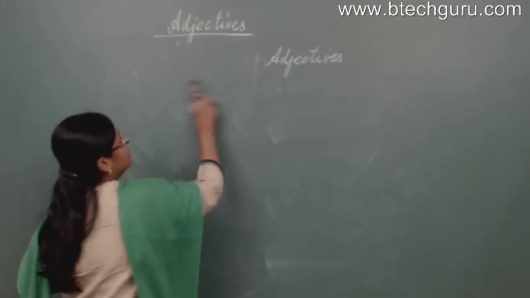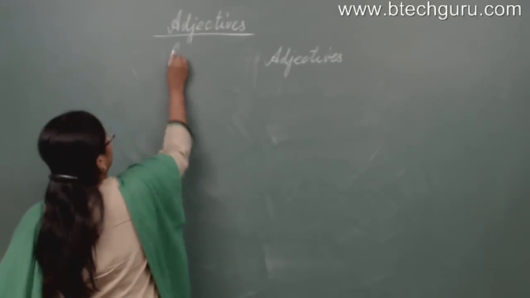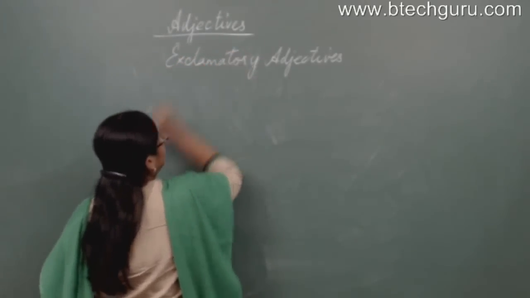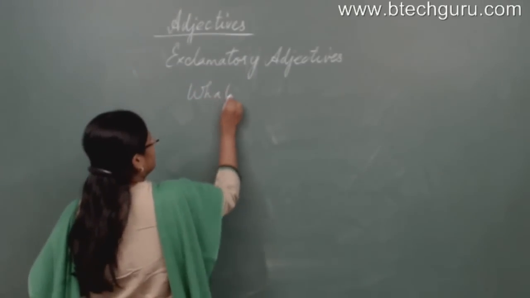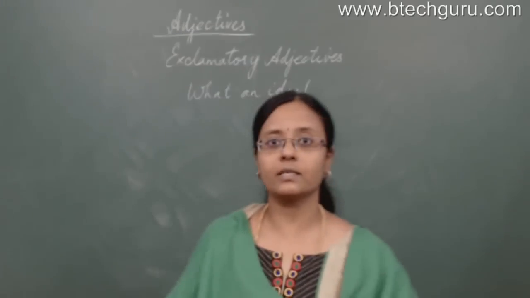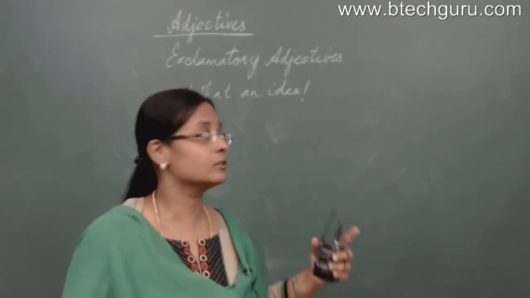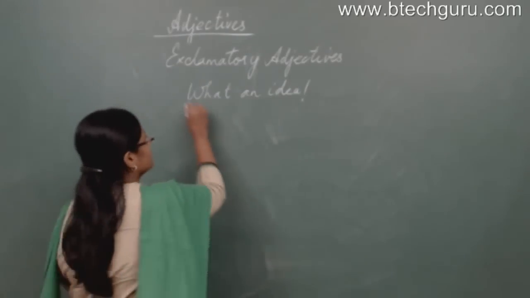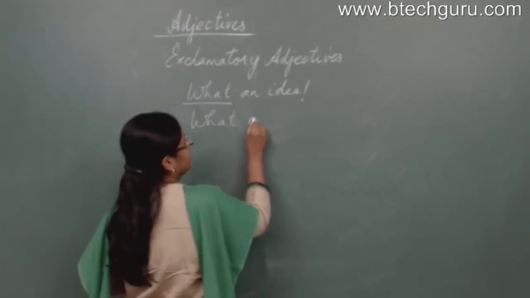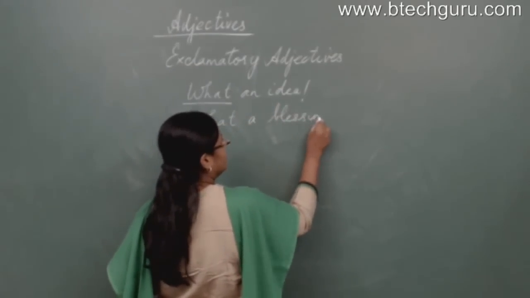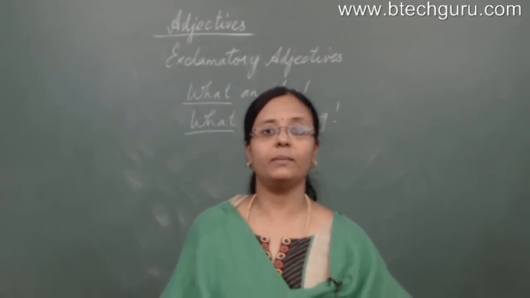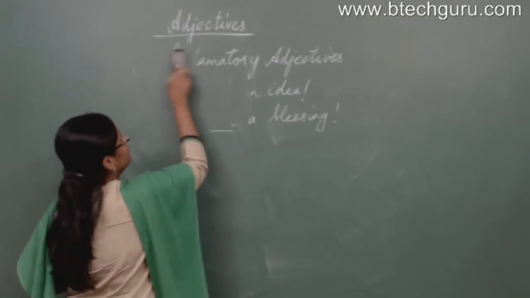The last one is the exclamatory adjective. It is used to exclaim. What an idea. You exclaim. See, if the idea is a wonderful idea, a beautiful idea, a new idea, a useful idea, then you say, what an idea. So here it is an exclamatory adjective. What a blessing. So here they are used to exclaim, so they are called exclamatory adjectives. So this is all with the kinds of adjectives.